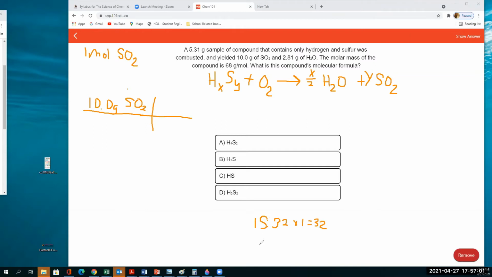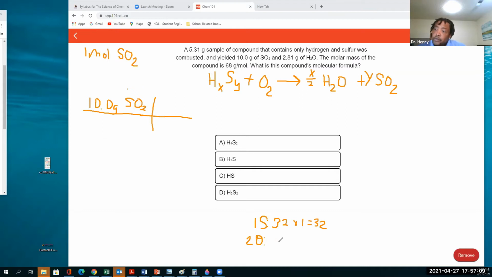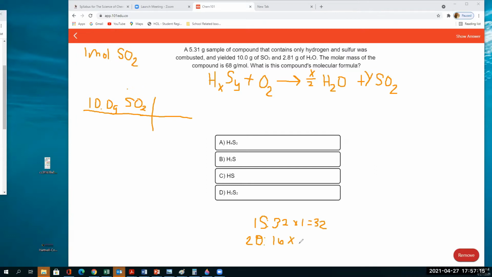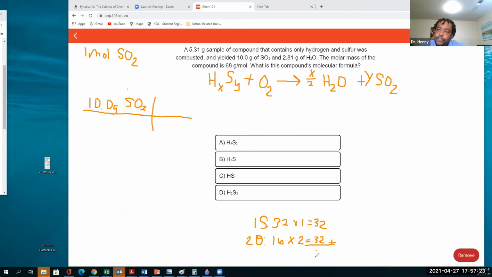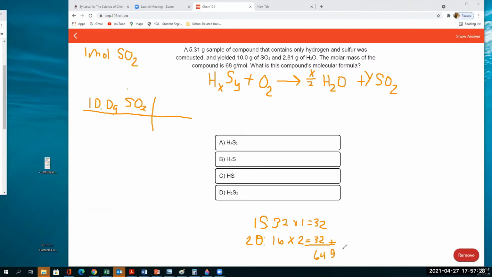And how many oxygens does sulfur dioxide have? 2. Or 16. Okay, 16 times 2 is 32. So that's 64 grams per mole. And that's going to be my molar mass.